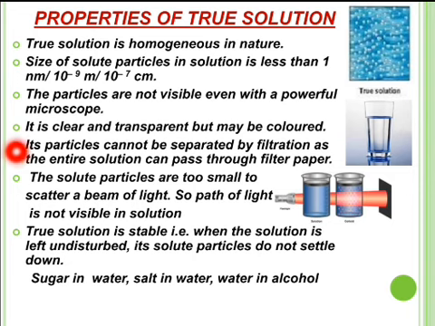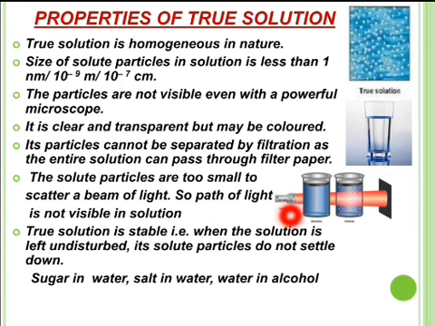Its particles cannot be separated by filtration, as the entire solution can pass through the filter paper. The solute particles in these types of solutions are very, very tiny. They can pass through filter paper very easily. So the components of a true solution cannot be separated by filtration. The solute particles are too small to scatter a beam of light. So the path of light is not visible in the solution.